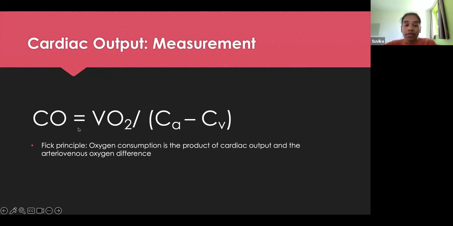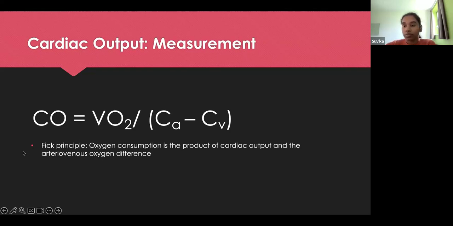One of the other equations that you might be required to know is this one here, where cardiac output equals VO2, the volume of oxygen, divided by the concentration of oxygen in your arterioles versus the venules, or the venous end. Essentially, it's portraying that oxygen consumption, how much oxygen you're using, is a product of your cardiac output and the difference in your arterial versus venous circulation. That is called the Fick principle.